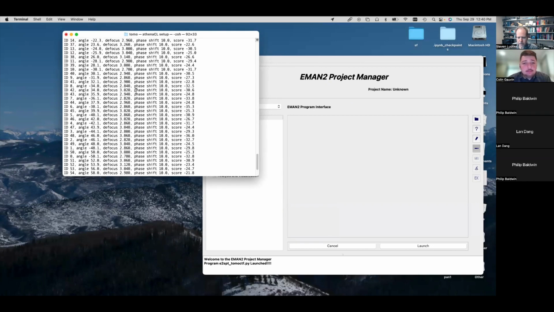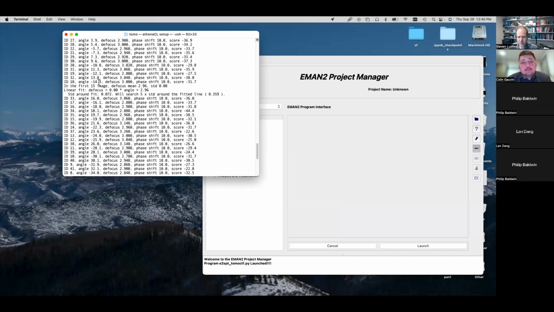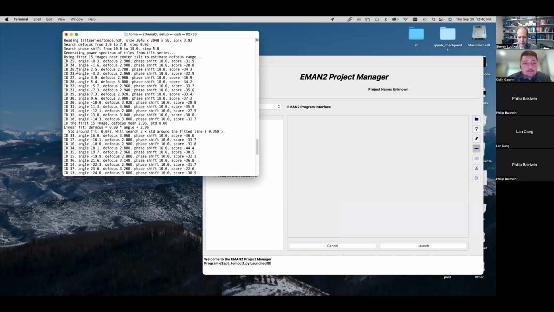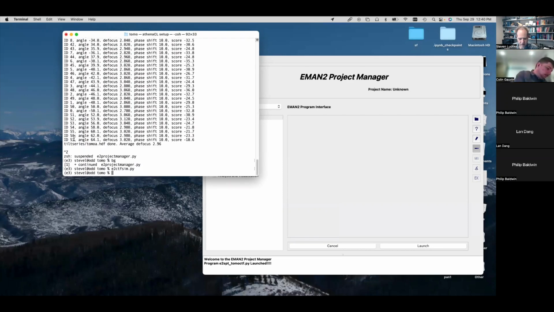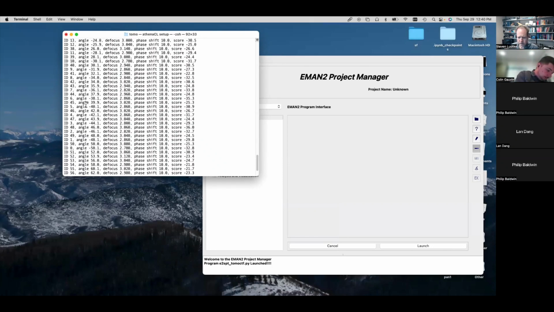All right, so if we look at this here, you can see each of these ID numbers that came out is the ID number of a tilt. So this tilt series had a full 60 tilts or 57 tilts in it. Then you can see the estimated angle, or the known angle for the tilt, and the defocus value that it provides here is the defocus in the middle of the tilt.